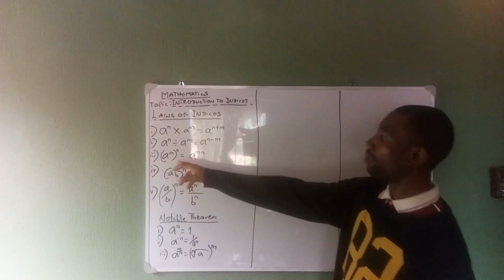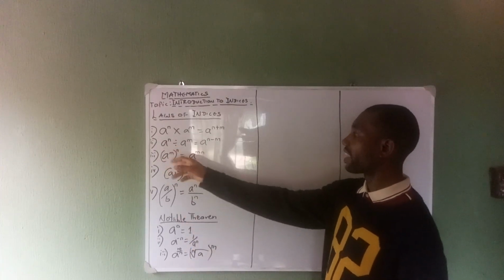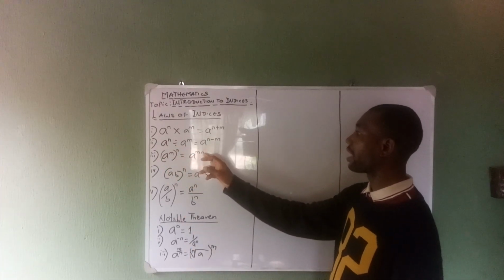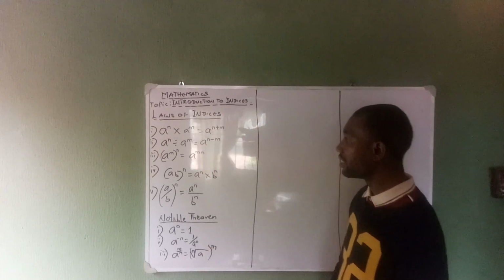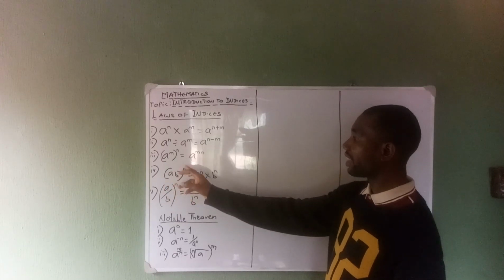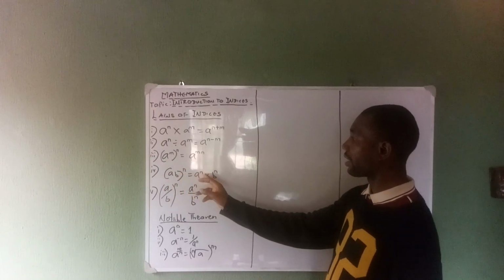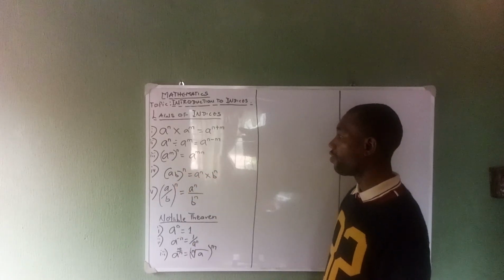Then we have the other one, which we also call the power law: (a^m)^n is equal to a^m times what? n. That is a raised to the power of m times n. Then we have the other one: (ab)^n equals a^n times b^n. That is the separation of powers.